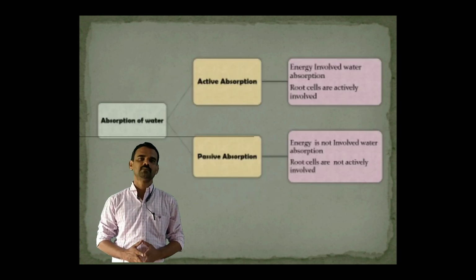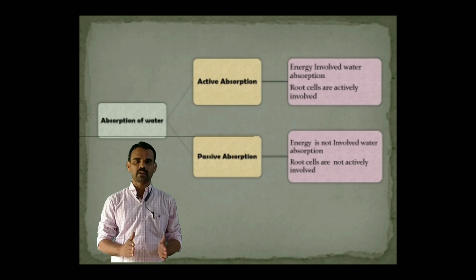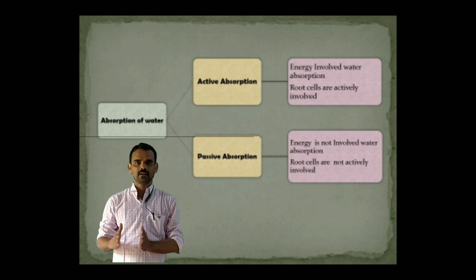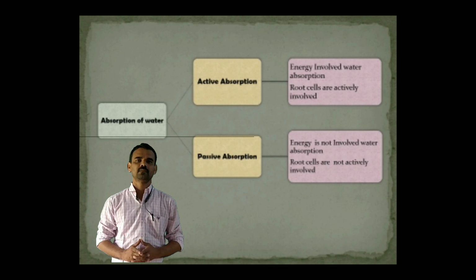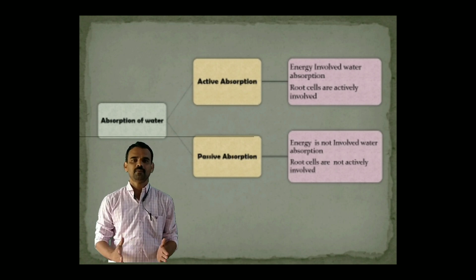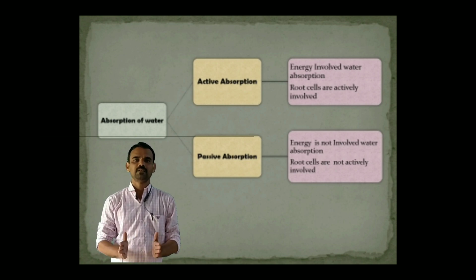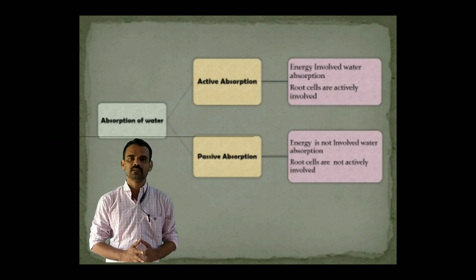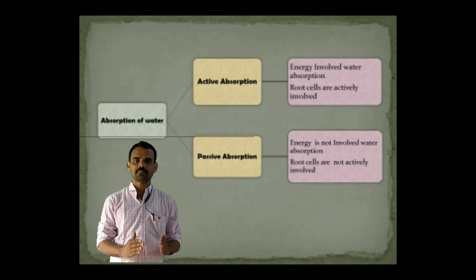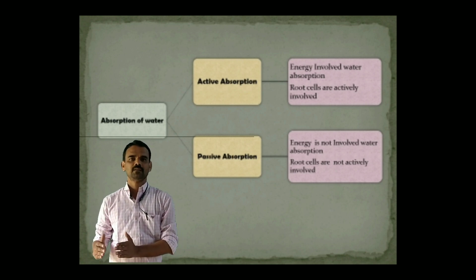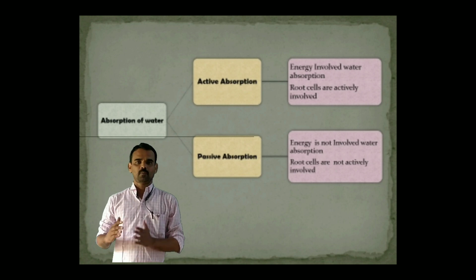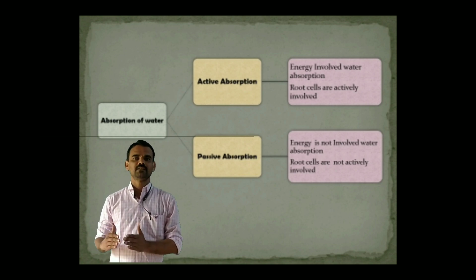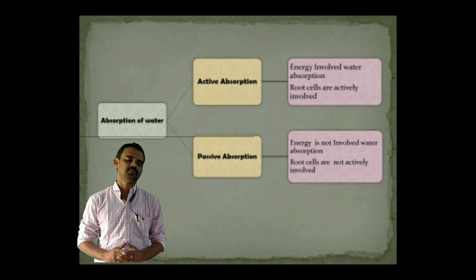Absorption of water is of two types, active absorption and passive absorption. Active absorption and passive absorption are differentiated depending upon the energy involvement. Active absorption is the process in which energy is required for the absorption of water, while passive absorption is the process in which energy is not required for water absorption.